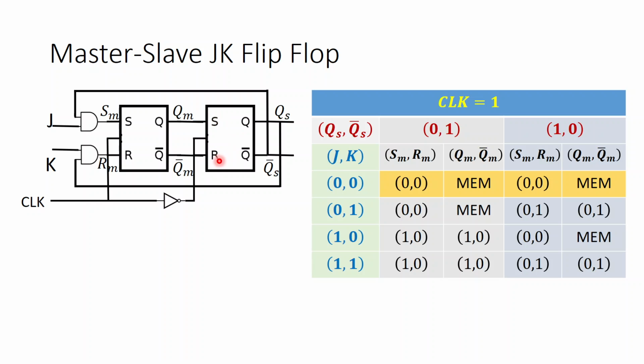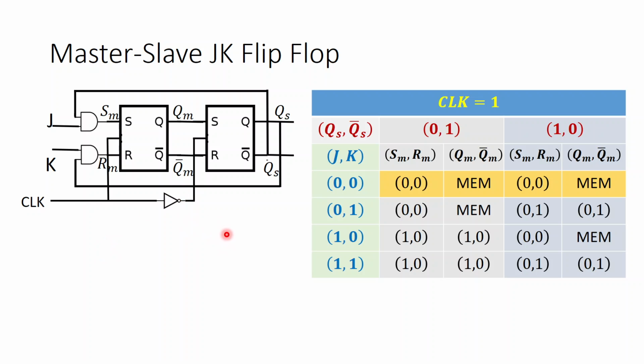So what does it mean? It means that whatever output was there, it basically replicated this input QM bar, and it is QS and QS bar. It remains that, it does not change throughout this entire operation during the high clock level. So QS bar does not change.